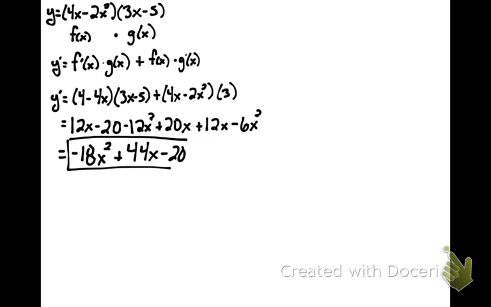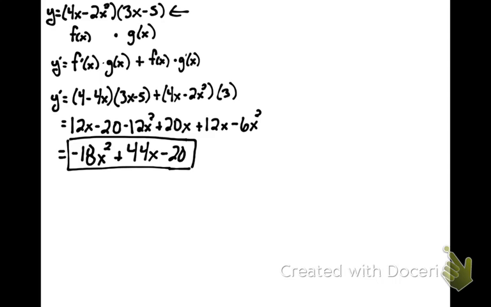Just one thing to note, if you haven't noticed already, if we had expanded the original function, y equals 4x minus 2x squared times 3x minus 5, we would have a cubic equation. And notice its derivative is a quadratic equation, or something to the second degree. And so when we're taking derivatives, you should see that the degree is usually, or tip is, one less than what you started with when you have a polynomial. There's a direct relationship there.